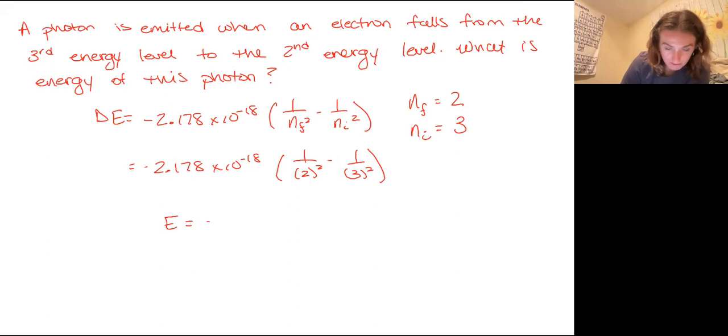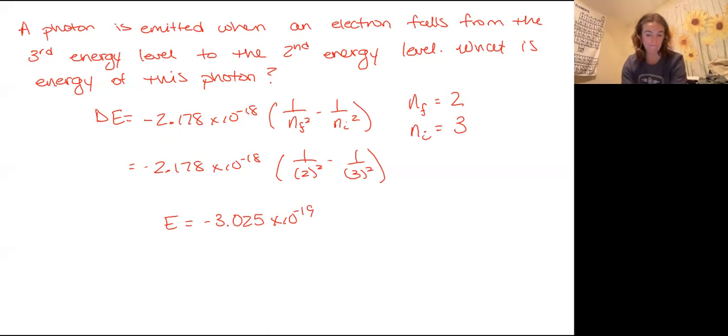Okay, then we have negative 3.025 times 10 to negative 19. Do we know what units energy is usually in? Good, it's going to be in joules. And here, this is technically delta E, so this is the change in energy. This negative energy means that we're going to a lower energy, right? We're losing energy. And so the energy that we're losing in our atom is what's being emitted as a photon.